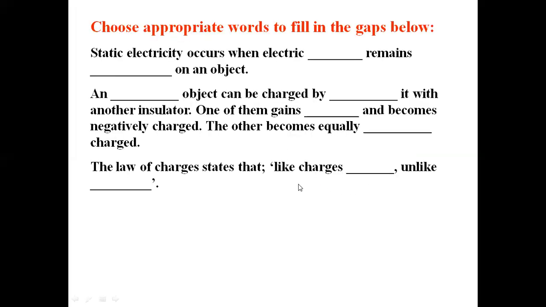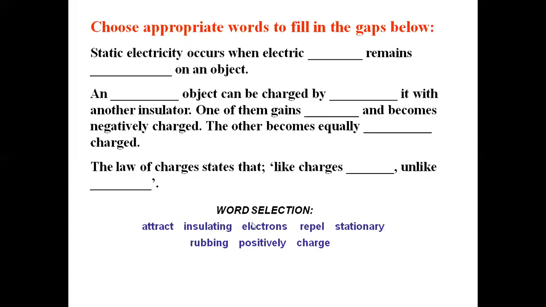Now we have some fill-ups. Static electricity occurs when electric. We have to choose from there. What comes in the first blank? When electric dash remains dash on an object. Electric charge remains stationary on an object. And dash object can be charged by dash it with another insulator, one of them gains dash and becomes negatively charged, the other becomes equally dash charged.